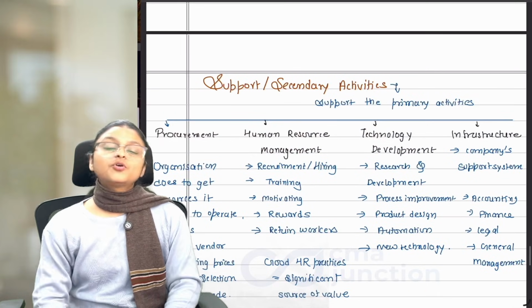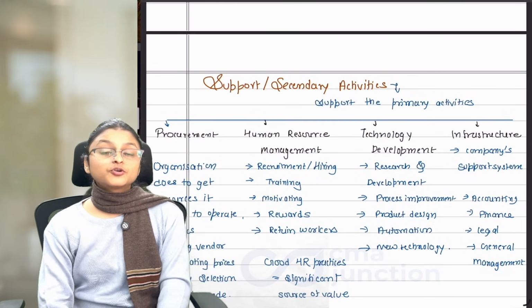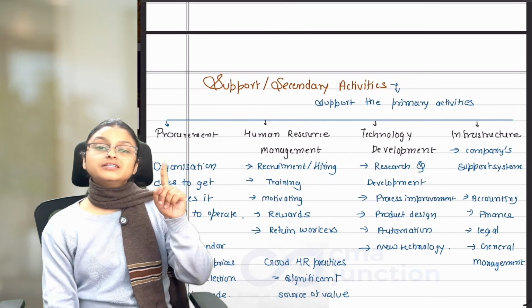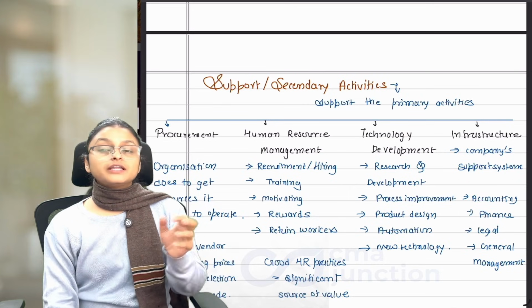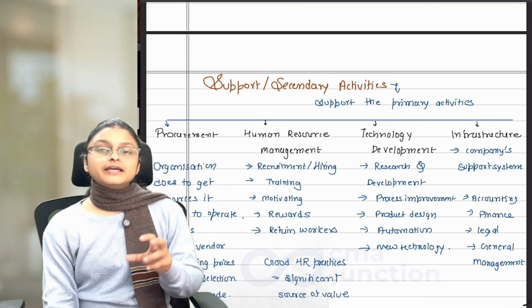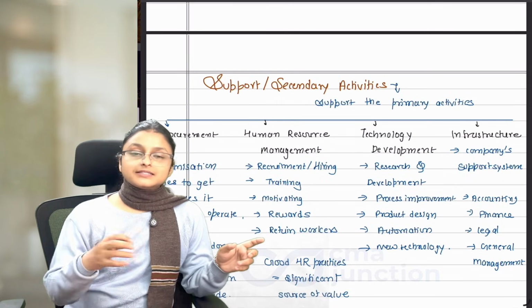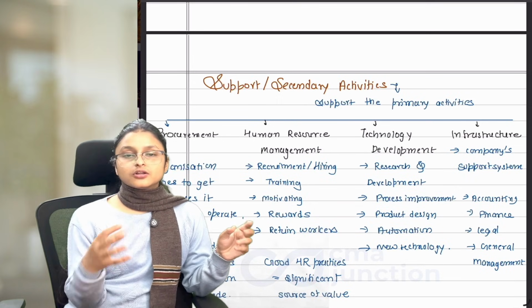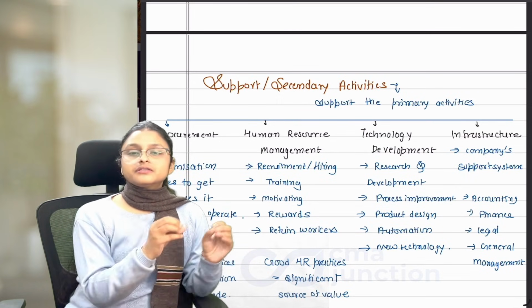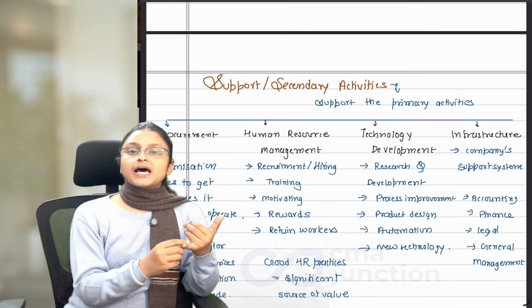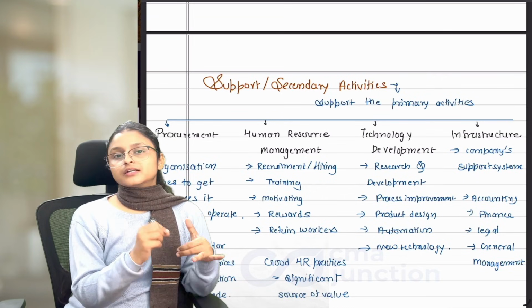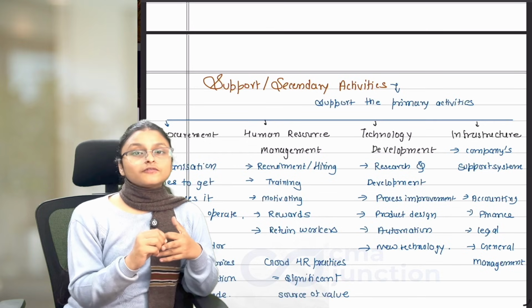Now next is support or secondary activities. What are support or secondary activities? First one is procurement, where we negotiate with the vendors, create contracts with them, decide the quality of raw material. All of this is necessary to get the raw material from the right supplier, get a good supplier relationship, get good quality of material.